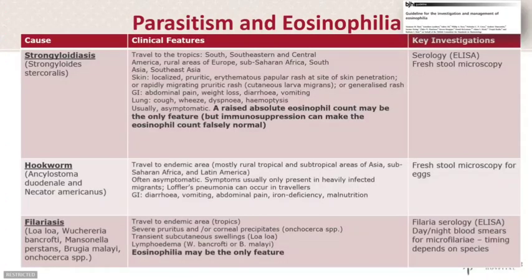In terms of parasitism, strongyloides, hookworm, and filariasis can present with eosinophilia. Both strongyloides and filariasis can present with eosinophilia as the only main feature as well. For these parasitic infections, fresh stool microscopy can be key to investigation. For filariasis, you may need blood smears as indicated here in the table.